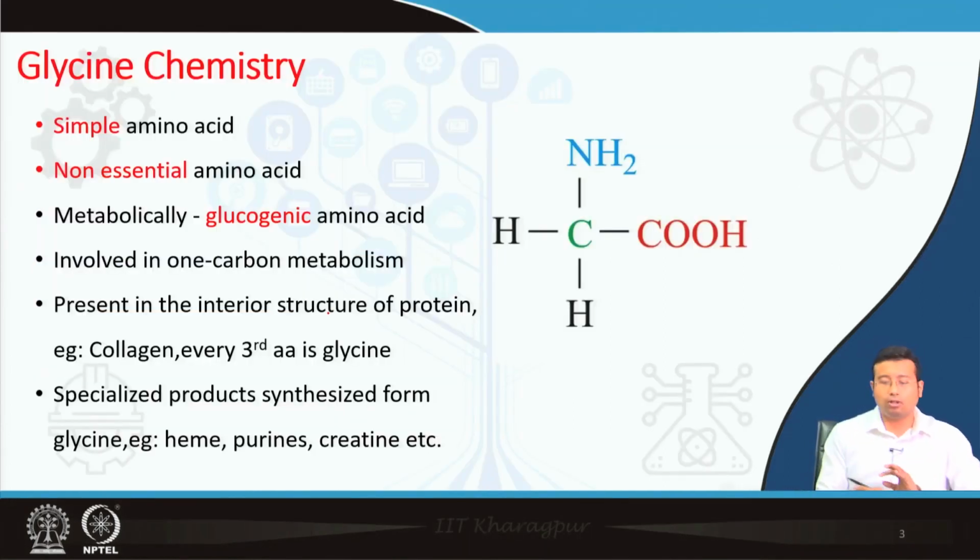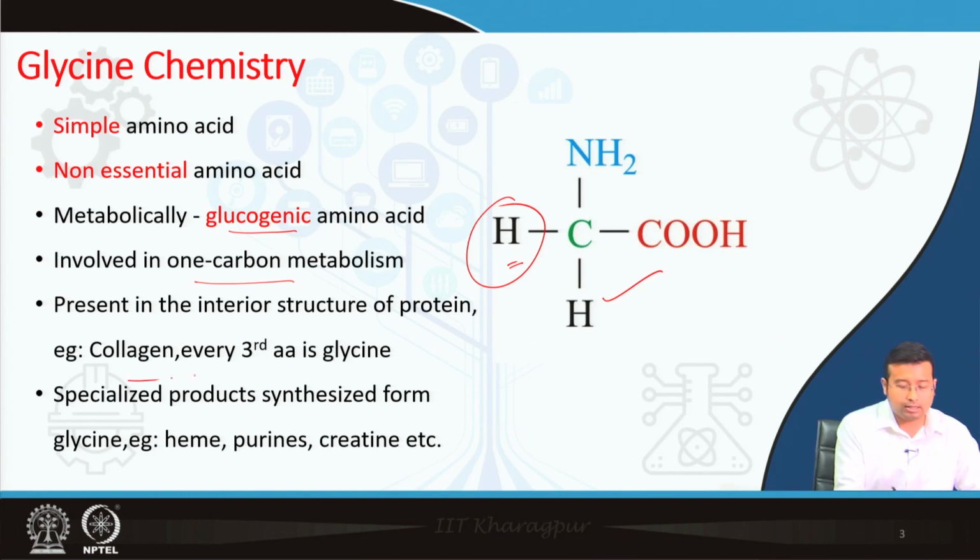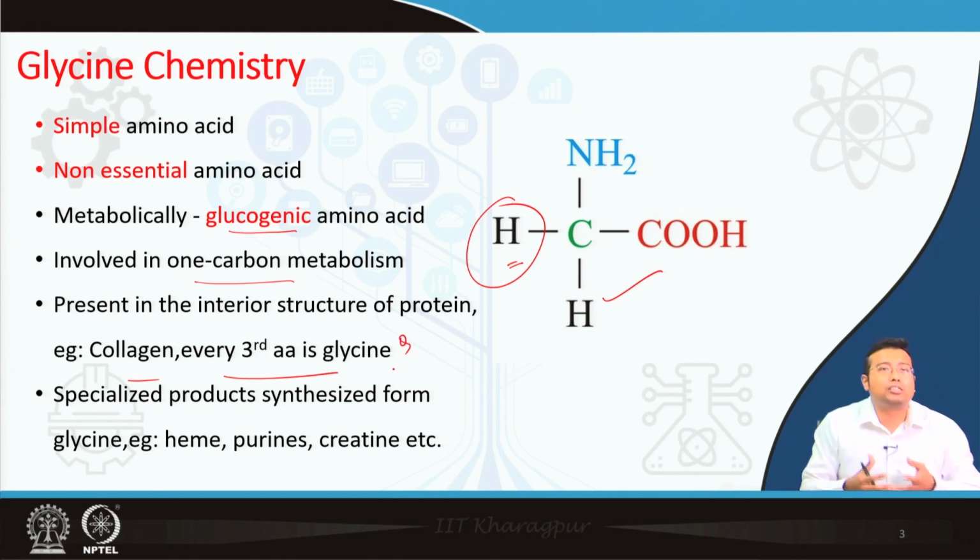So, glycine, as you all know, is a very simple amino acid with only hydrogen in place of the carbon skeleton. It is a non-essential amino acid, meaning it can be synthesized in our body. Metabolically it is a glucogenic amino acid, ultimately it will enter into the TCA cycle by any means possible, right. It is involved in 1 carbon metabolism, it is present in many structural proteins, for example collagen, where every third amino acid is glycine, MCQ question. Multiple specialized products are produced from glycine such as hemes, purines, creatinine, etc. We will be discussing it all.